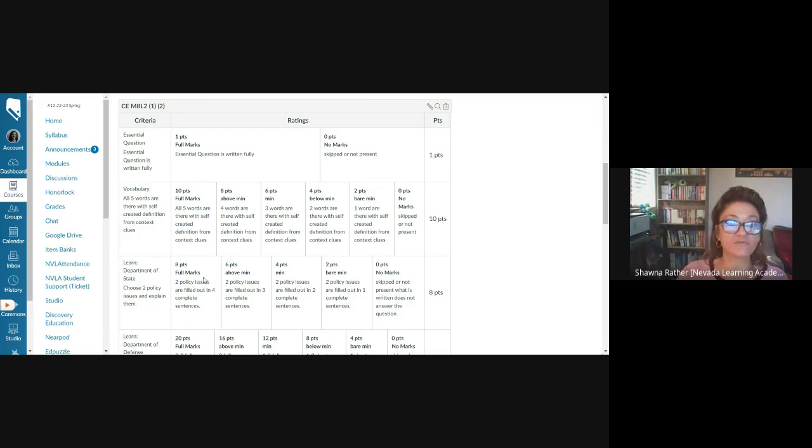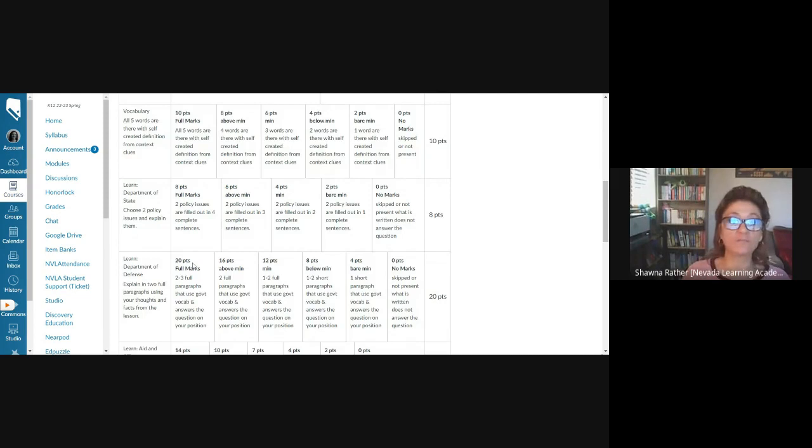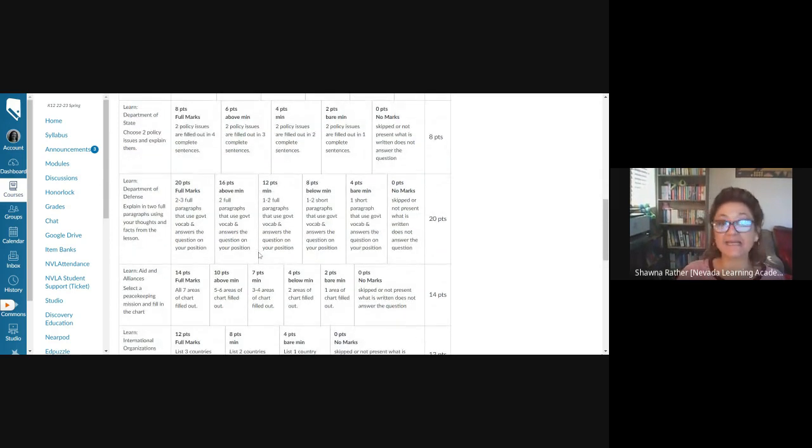When we get to the Department of State, learn Department of State, you're going to choose 2 policy issues, and then you're going to explain what they are in complete sentences. When we go to the next, learn Department of Defense, you're going to explain in 2 full paragraphs using your thoughts on the question that is posed. And then today we're going to get through learn aid and alliances, and you'll select a peacekeeping mission from NATO or the United Nations, we'll see, and fill in the chart there.